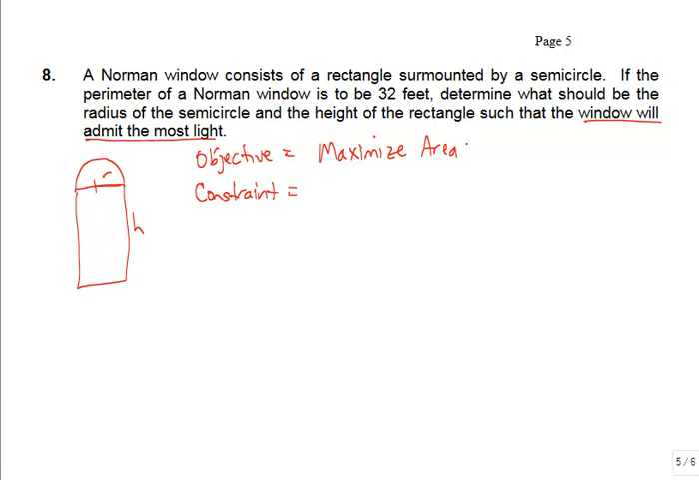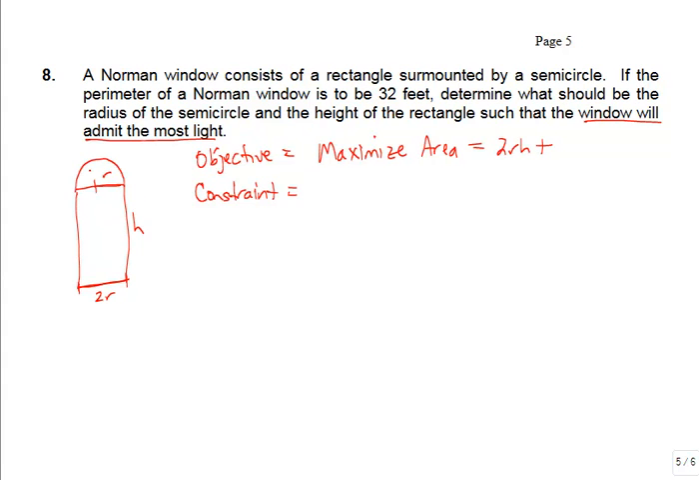So we need to figure out a formula for the area of this shape. Now it consists of two pieces, the rectangle and the semicircle. So let's figure out the area of the rectangle first, and then we'll do the area of the semicircle. Now since the radius is up here, that means that this distance down here would be 2 radii. It's 2 r's. So the area of this rectangle piece would be this width times this height, or 2r times h. So that's the area of the rectangle part.